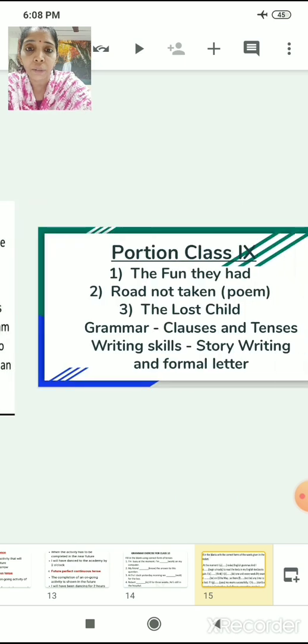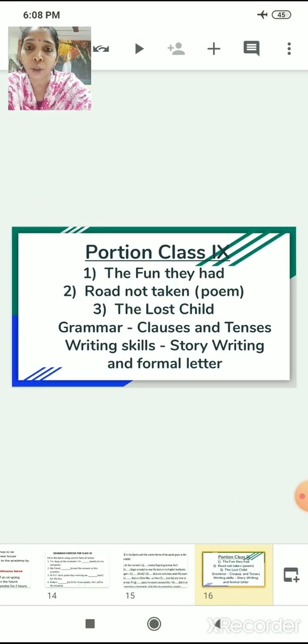Once again, let me quickly share your portion with you. Okay, the portion for class 9 is Beehive chapter 1, The Fun They Had. Poem, The Road Not Taken. Moments chapter 1, The Lost Child. Grammar, clauses and tenses. Writing skills, story writing and formal letter. Okay, you need to prepare both. Okay, that is story writing as well as formal letter.